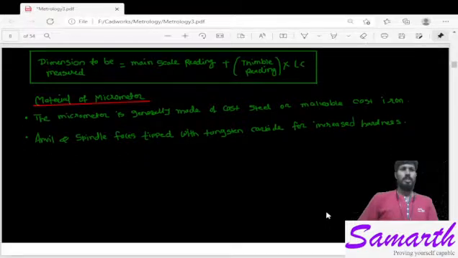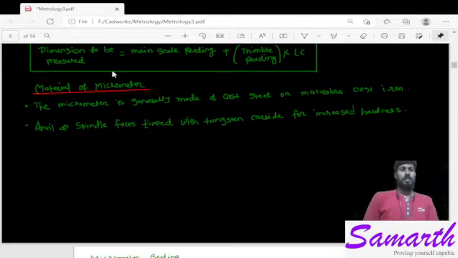Then how to take the dimension or measurement. The dimension to be measured will be equal to the main scale reading plus the thimble reading into the least count, similar to the vernier caliper. Just here, instead of the vernier scale reading, we are taking the thimble scale reading, that is the circular scale reading. The material used for a micrometer is generally cast steel or malleable cast iron. The anvil and spindle faces are tipped with tungsten carbide for increasing the hardness.